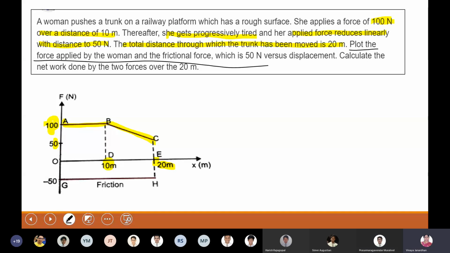Okay, now the question is, calculate the net work done by both the forces. So you have to calculate the work done by the applied force as well as the work done by the frictional force. Ma'am, the trunk stops moving because the frictional force is equal to the force applied. Correct. Okay. So the question should be written as well as the graph.